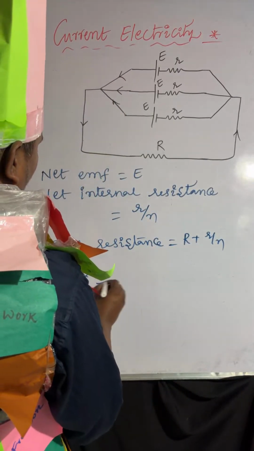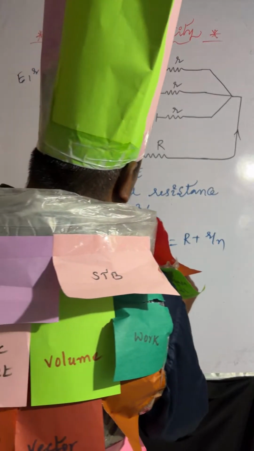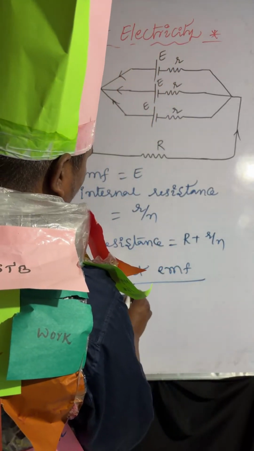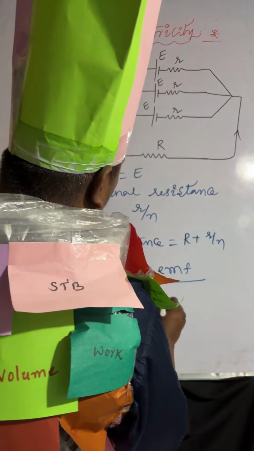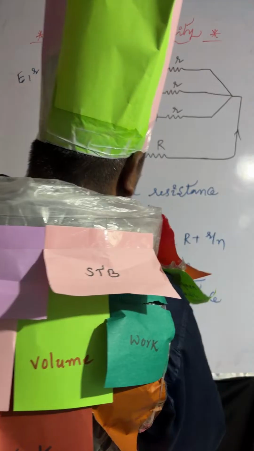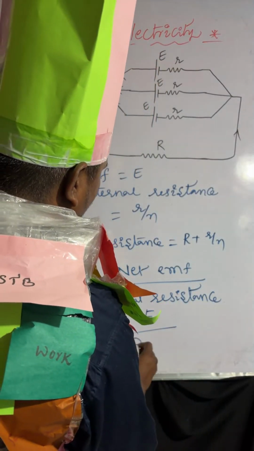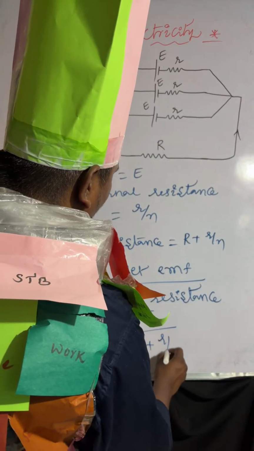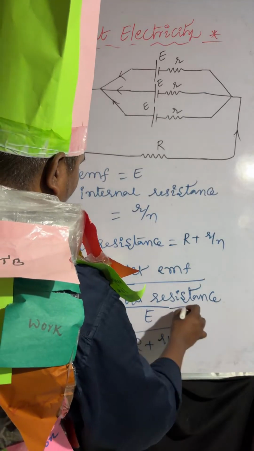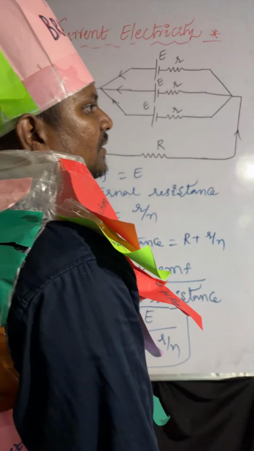Now I equal to net EMF by total resistance. Net EMF is nothing but E, and total resistance is R plus R by N. That is I. Okay, so I hope it is very clear.